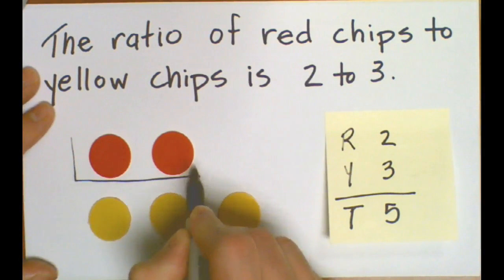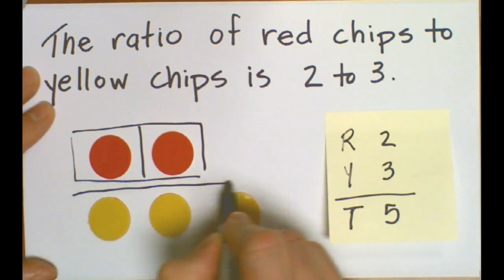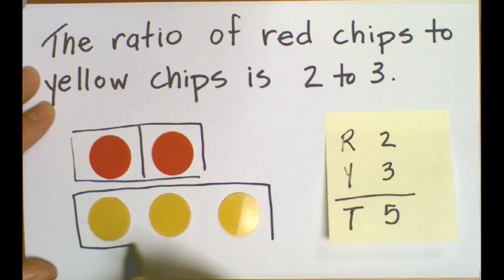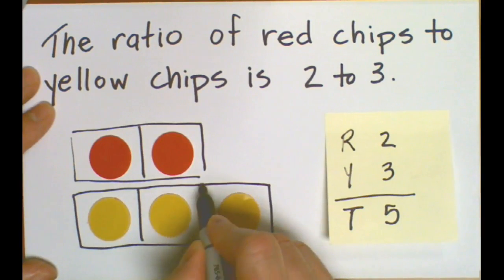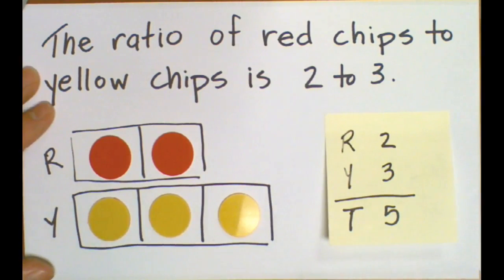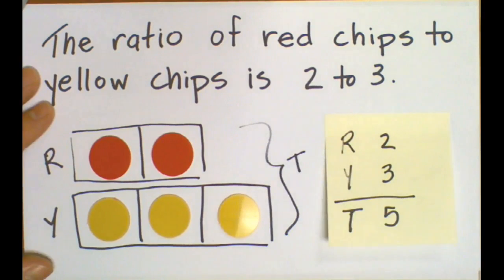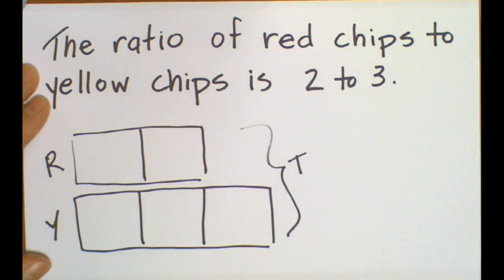I'm going to draw my bars. And we can see now that we have red, yellow, and the total would come from adding the red and the yellow together. And that would give us our total. So now, what if we were to ask the students how many red chips there would be if there were 12 yellow chips? How might they solve this type of problem?